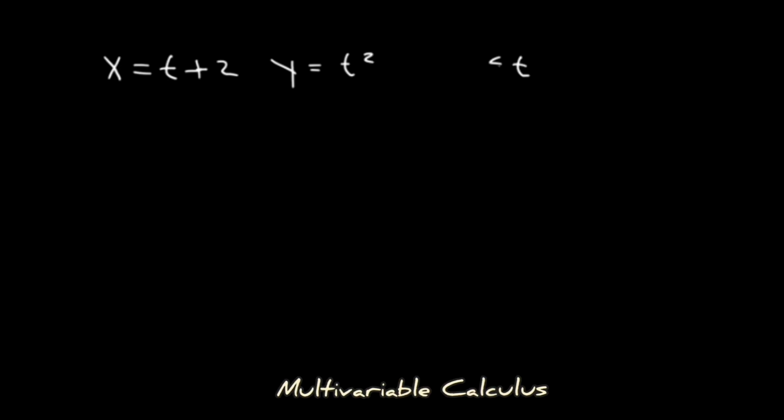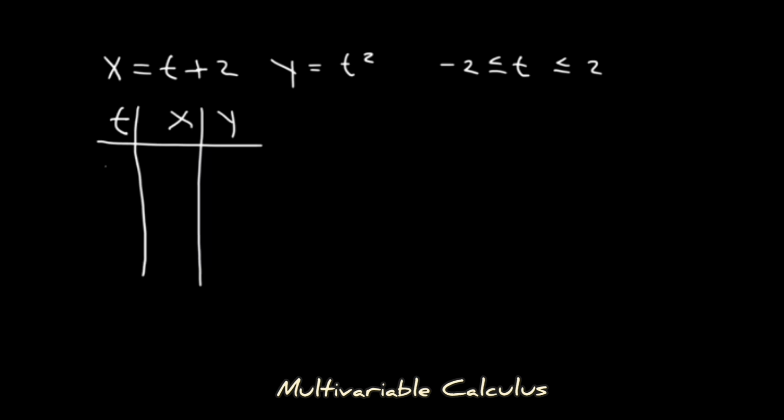So let's say that x is equal to t plus 2, and also y, let's say that's equal to t squared, and t is between -2 and +2. So the best way to graph these particular equations is to make a table with three variables: t, x, and y.